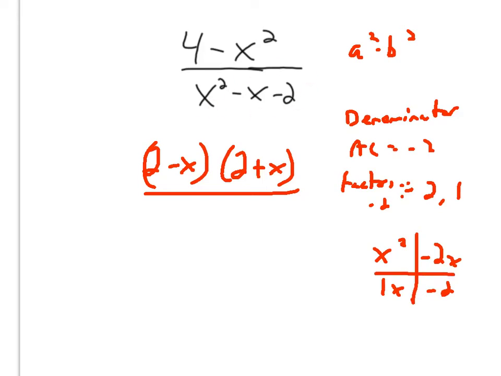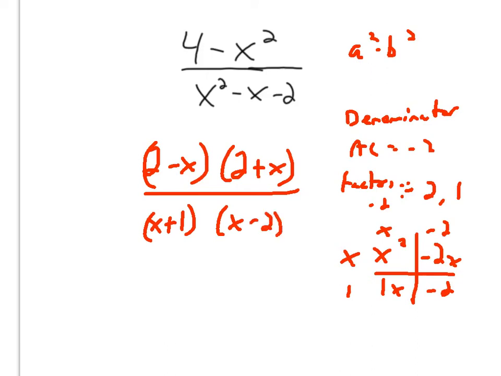Again, all we're doing right now is factoring the bottom. Well, if I go to the left here, the greatest common factor of x squared and negative 2x is 1x. The greatest common factor of 1x and negative 2 is 1. And if I go up here, the greatest common factor of x squared and 1x is x, and the greatest common factor of negative 2x and negative 2 is negative 2. So I've got x plus 1 times x minus 2.